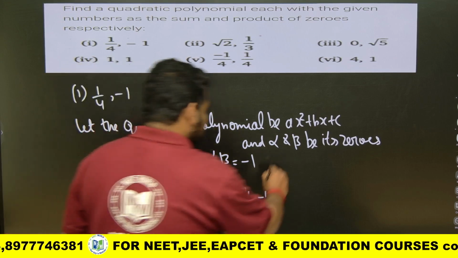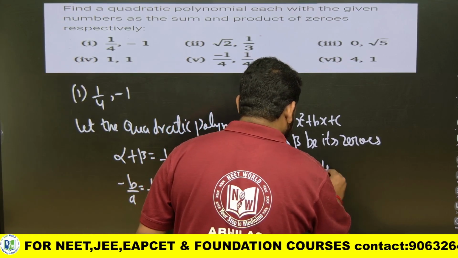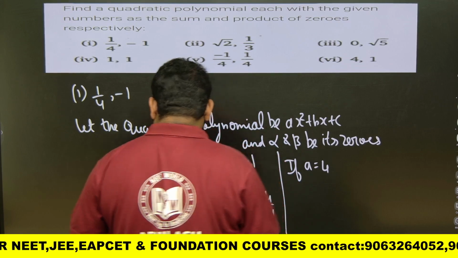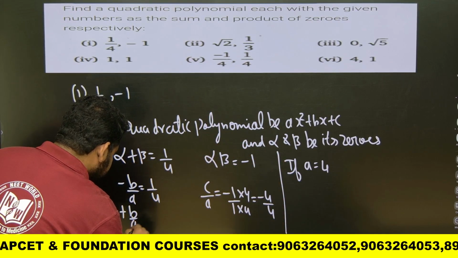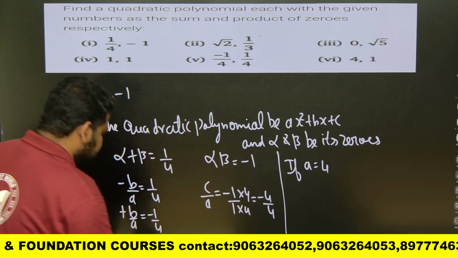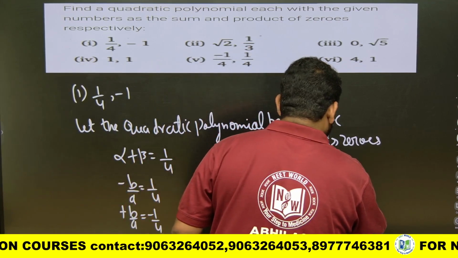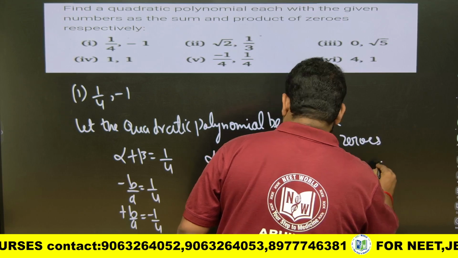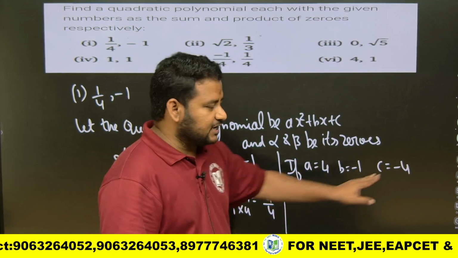So what I will get now? If a is equal to 4, I will get b is equal to what? One more step. This will be b by a is equal to minus 1 by 4. So if a is equal to 4, what happens to b? B will be equal to minus 1 and c will be equal to minus 4. Now I got a, I got b and I got c.